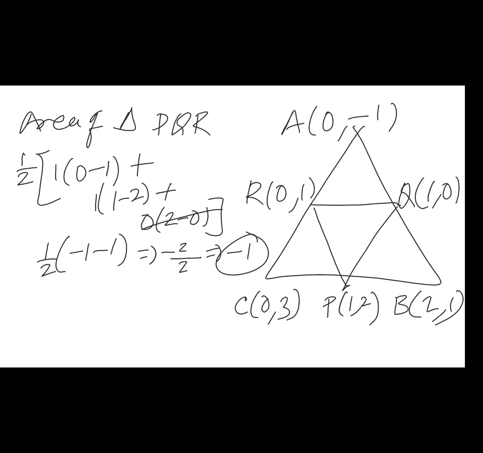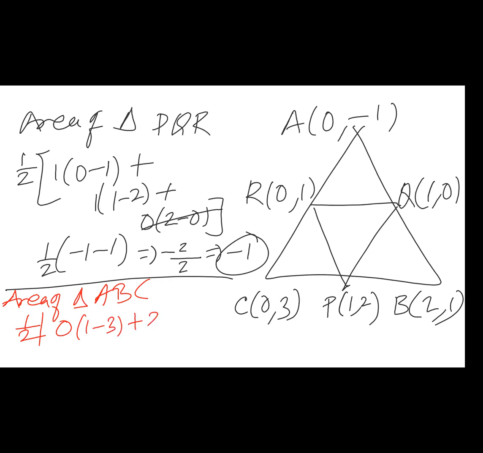Now you have to find the area of triangle ABC. Area of triangle ABC will be what? Half, x1 is what? 0. 1 minus 3, plus x2 is what? 2. 3 plus 1 plus 0 minus 1 minus 1. See, this 0 and 0 will get cancelled. This will become what? 8 by 2, which is 4.